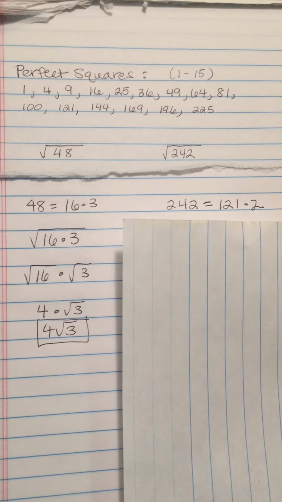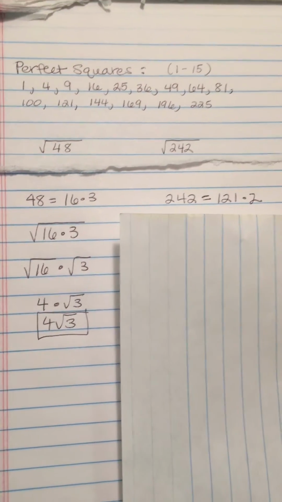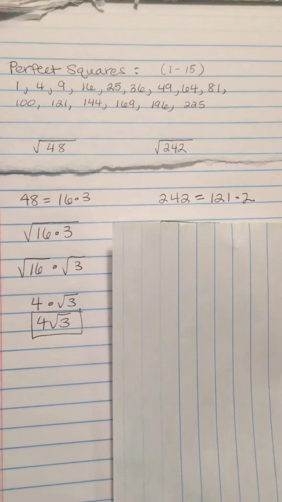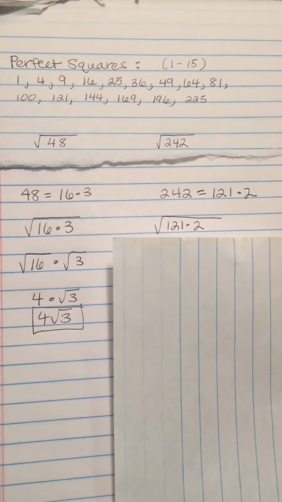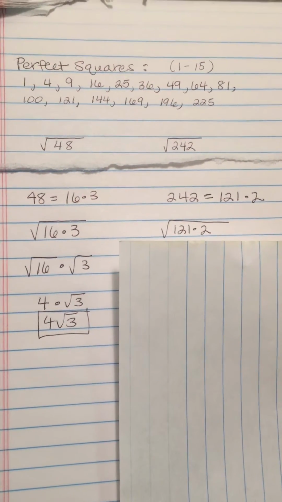So again, first step, just like in the left column, we're going to rewrite the radical expression as the square root of 121 times 2.